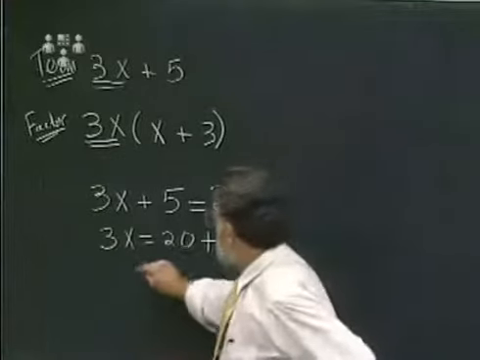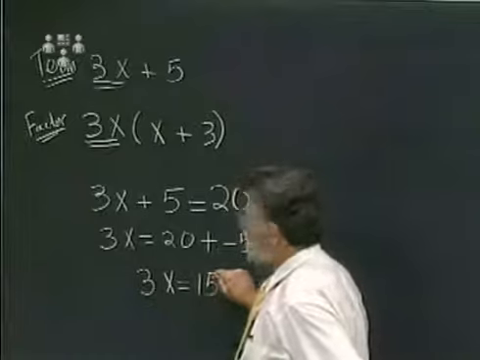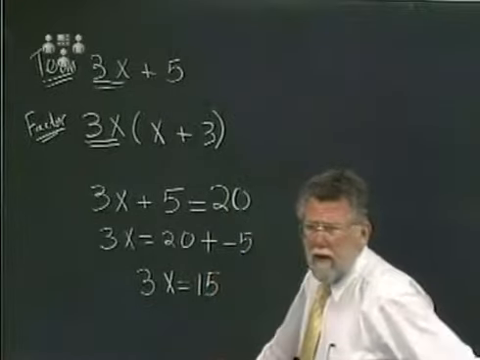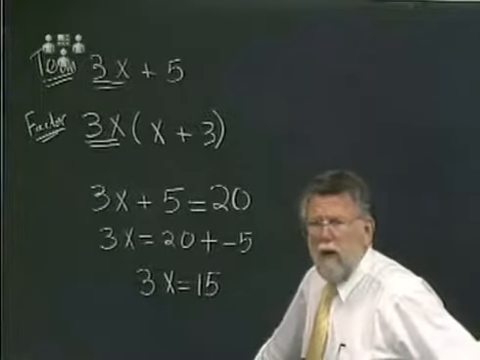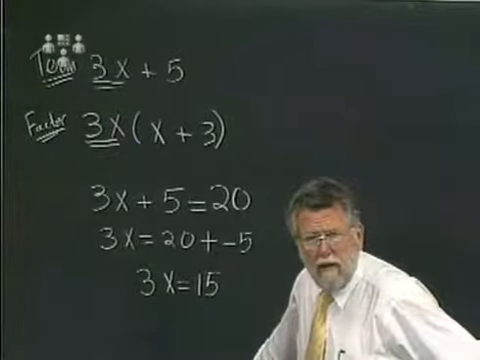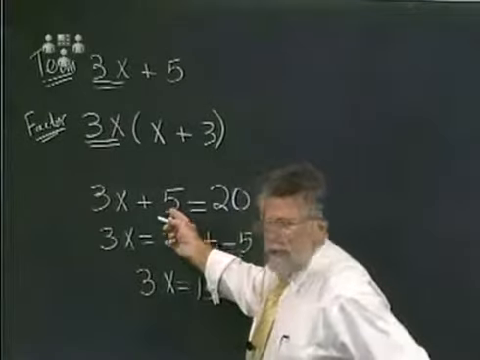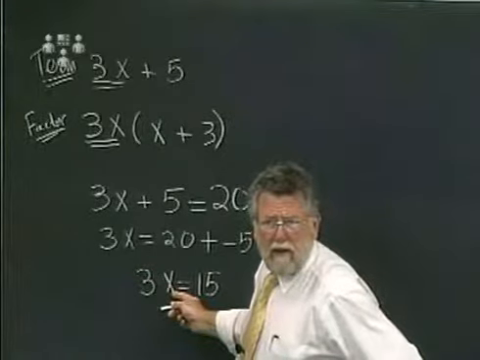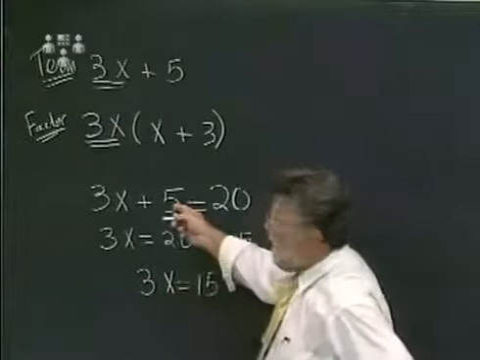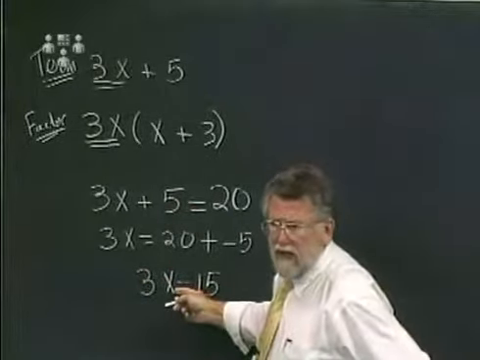Now this gives me 3x equals 15, correct? And this is where people get burned, because they'd like to get rid of that 3. But 3 is no longer a what? 3 is no longer a term like this was. 3 is a factor of that term. So 3 isn't a term like the 5 was. It is a factor of this left side.